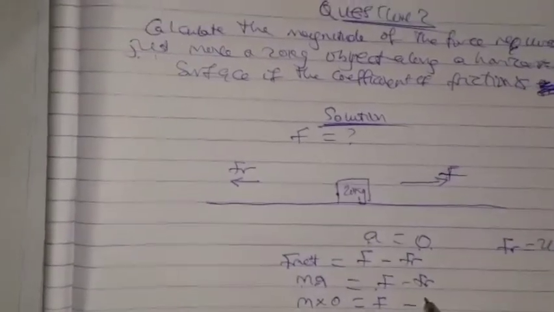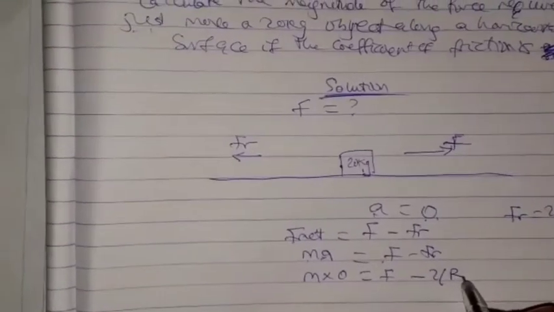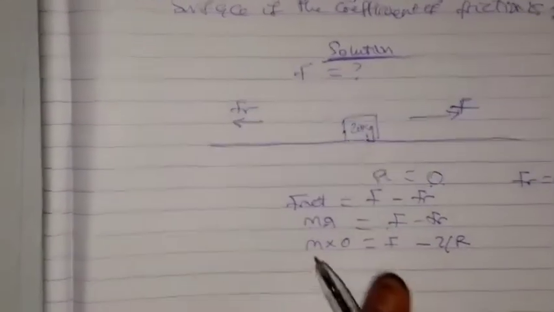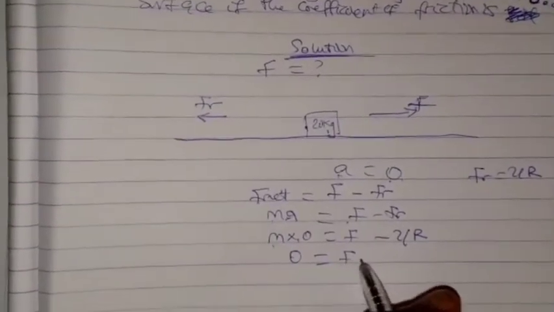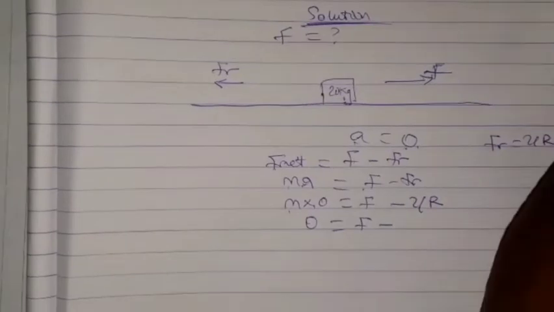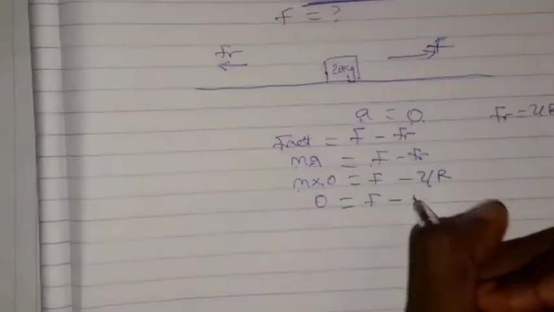Right? So I can say minus mu R. I hope you are not confused up to this level. So what's m times 0? That's 0, which is equal to F minus mu R. What's your mu? They've given you in the question. The coefficient of friction is 0.2.